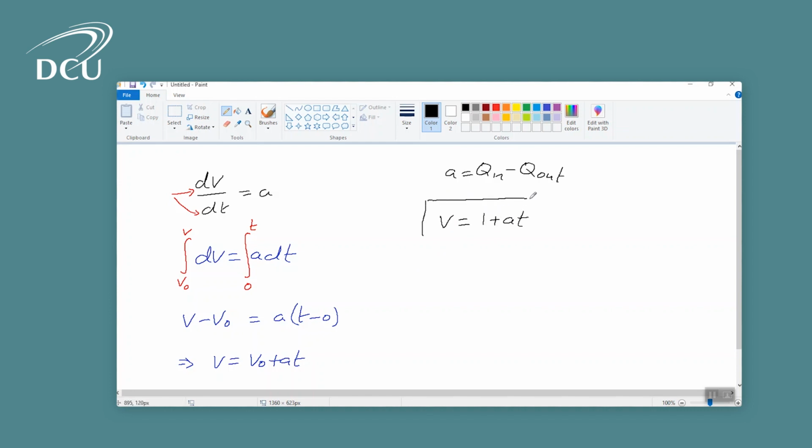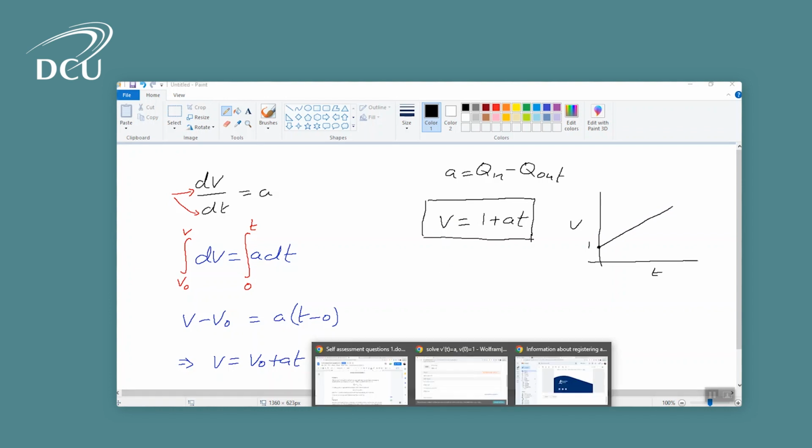So we have a nice linear increase in volume, and that's a direct consequence of the fact that the net flow rate into the tank is constant. So if you were to plot volume versus time here, it starts at 1 and it just goes up like that. And the slope there is equal to A, obviously.